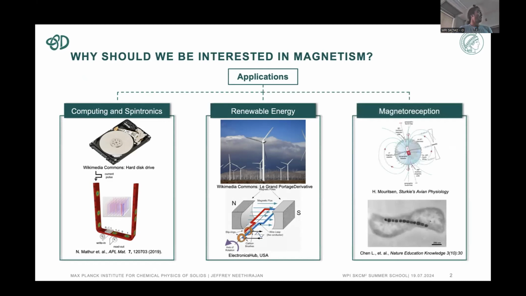Last but not least, you can also find them in natural biological systems, where migratory birds use the magnetite present in their beaks for navigation using the Earth's magnetic field, but also small bacteria, which use magnetite particles present in them for orienting themselves in the Earth's magnetic field for navigation.